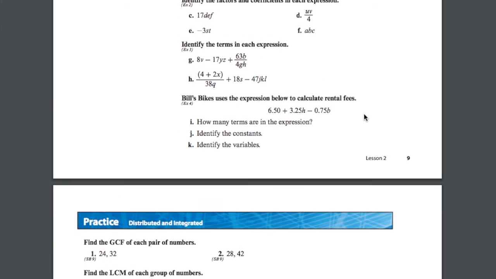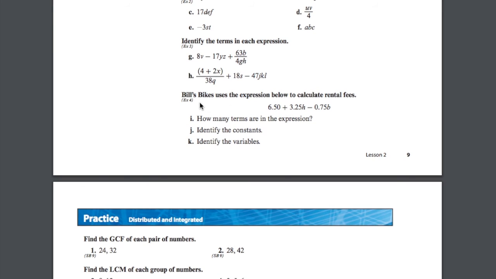Example 4 is that real-world application. Bill's bikes use the expression below to calculate rentals fees. He's obviously trying to figure out a way in which he can rent out the bike and then by the number of hours or the time that somebody is using it, collect more money. If you use something more, it's going to be more expensive. If you use something less, it's going to be less expensive. There's probably going to be a flat rate. That way, no matter what, he's making money on somebody using that rental service.